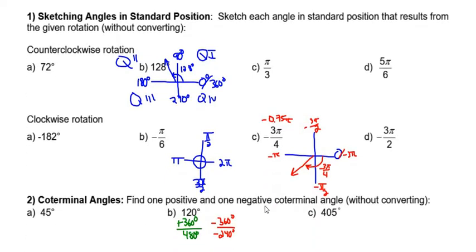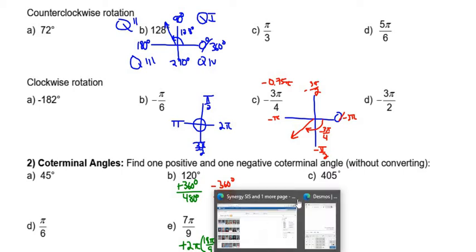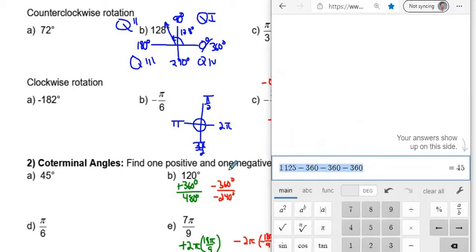Okay, so coterminals. Coterminals are simple. You add 360 or subtract 360. So 120 plus 360 is 480. 120 minus 360 is negative 240. Just keep in mind that if I added two 360s, this would also be coterminal. You could tell me the coterminal is 840, or you could tell me the coterminal is negative 600. You can do it again just for fun, right? That's also coterminal if I were to subtract another 360.